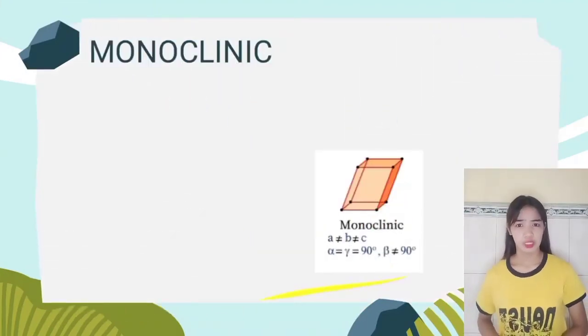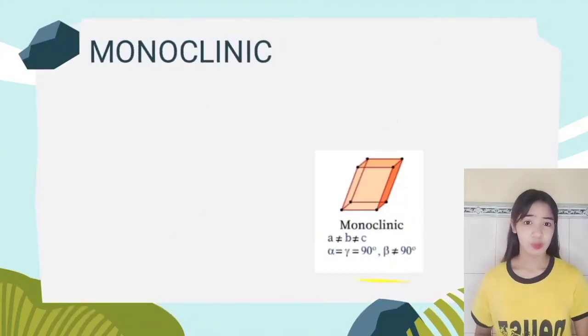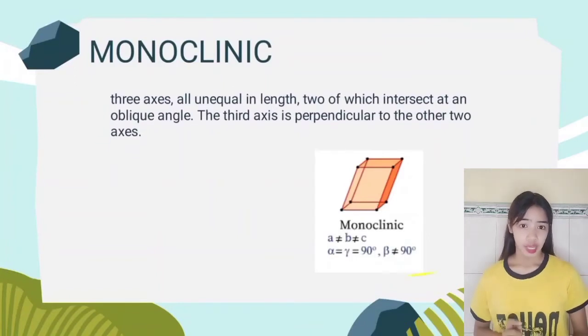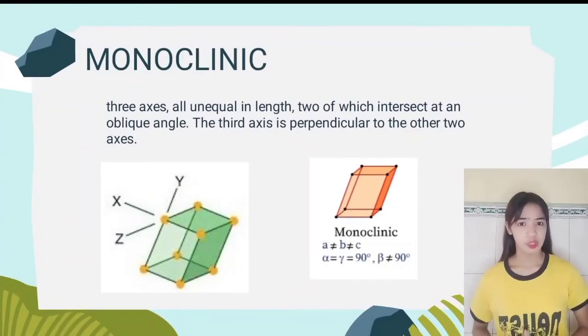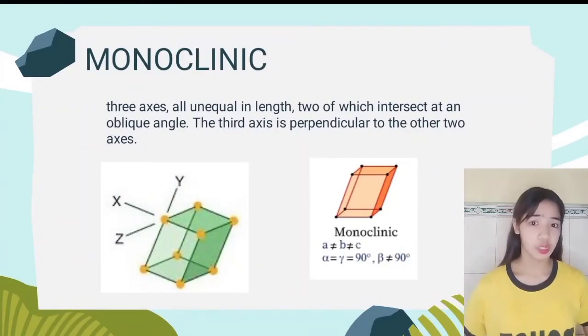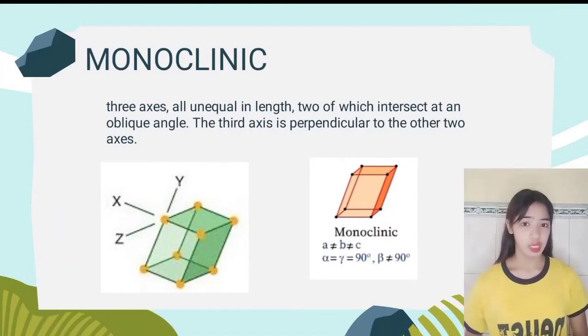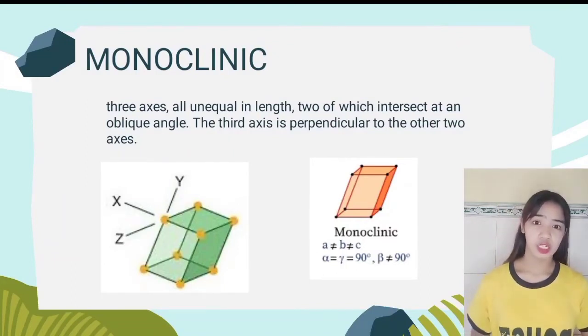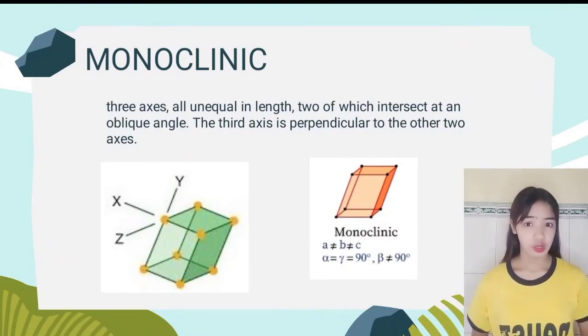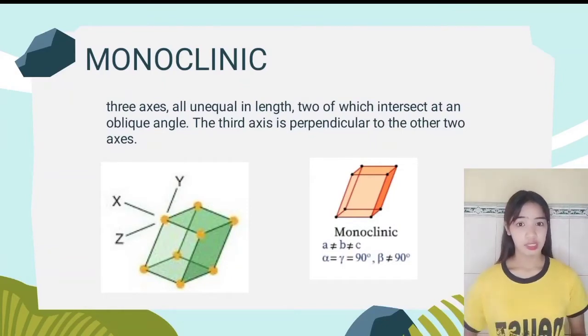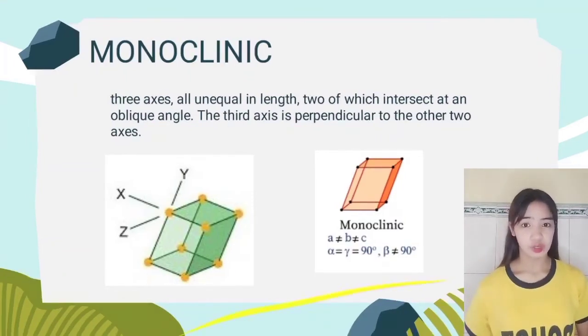Crystals that form in a monoclinic system have 3 unequal axes. The A and C crystallographic axes are inclined toward each other at an oblique angle, and the B axis is perpendicular to A and C. The B crystallographic axis is called the orthoaxis. The 3rd axis is perpendicular to the other 2 axes.